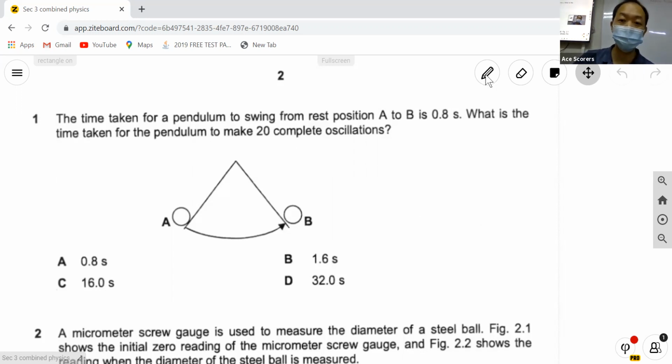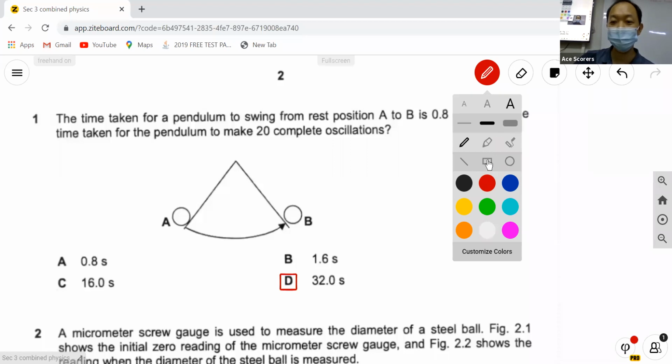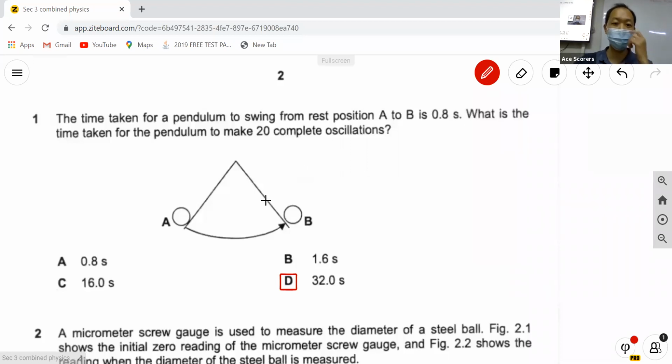C. Wrong. How about... what? Yeah. What happened? Because what is the definition of one oscillation? Go there, must come back. See, it's a happy face. Go there, must come back. Okay? Go there, come back. So you didn't multiply by 2, right? That's all. Just need to multiply by 2.